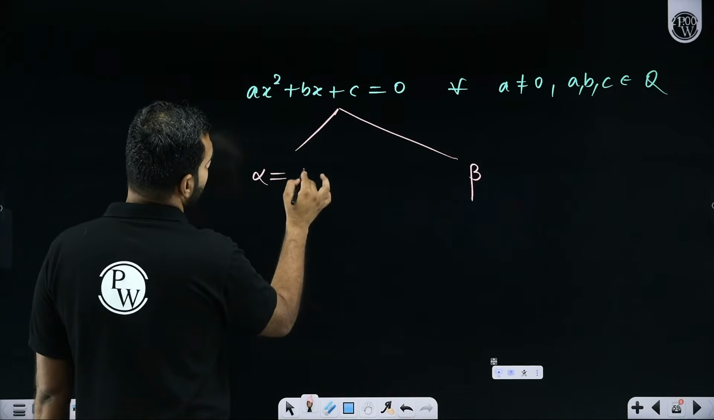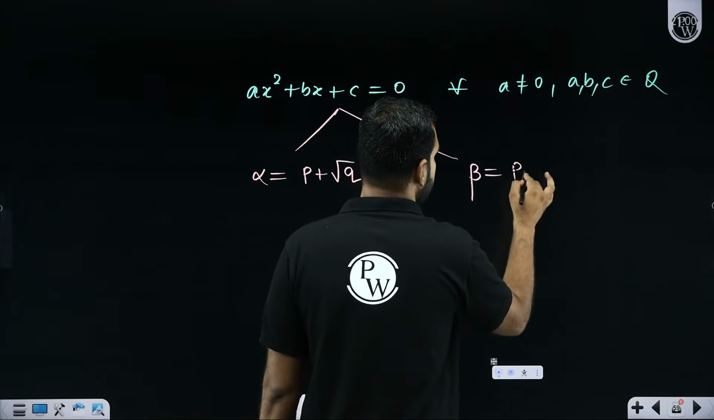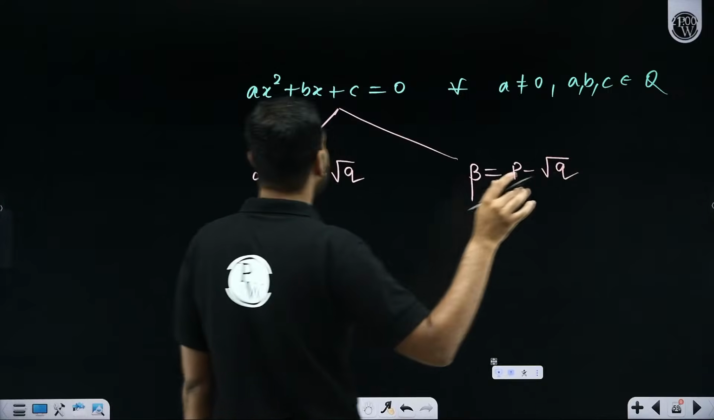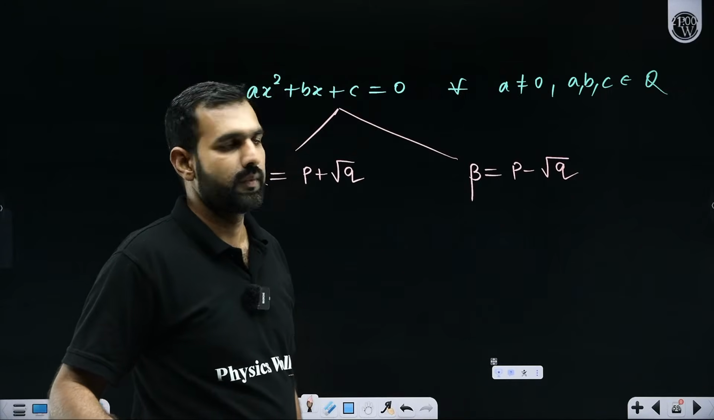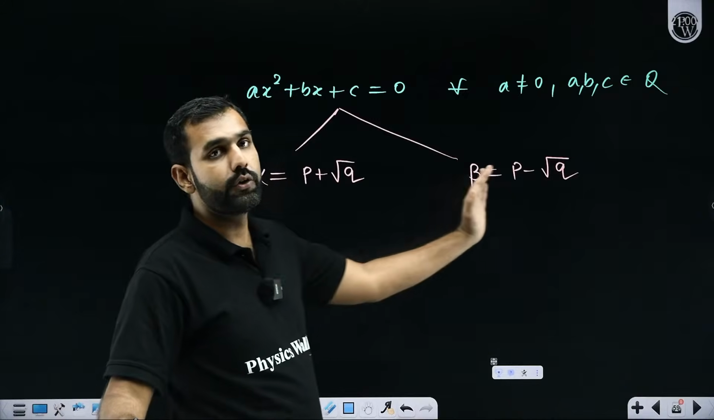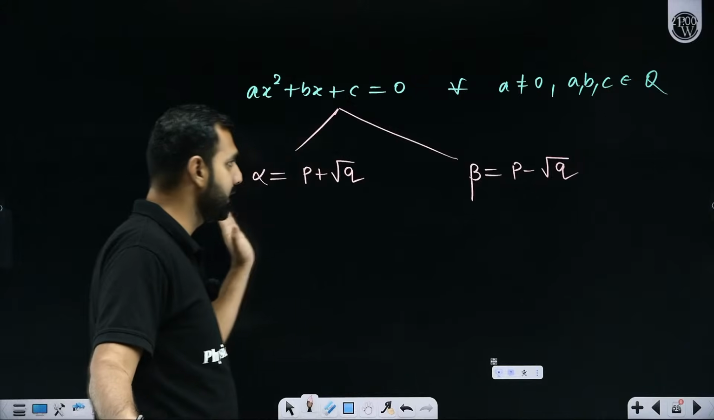Let's say alpha I have gotten is p plus root q, then trust me, the other root is going to be p minus root q. The condition is a, b, c should be rational. This property will not hold true if any of a, b, c is irrational. In that case, you cannot claim it like this.